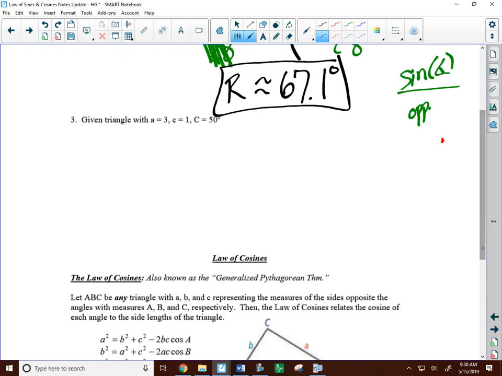Given the following triangle, I should say it's triangle ABC. Just make a little drawing here. With those 3 things, 2 sides and an angle given, find or solve the triangle. So little a is 3, opposite big A. Little c is 1, opposite big C. And then C is 50.